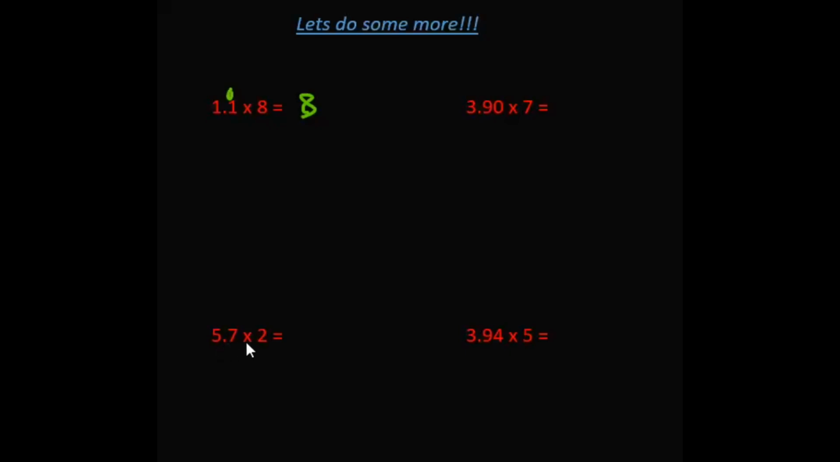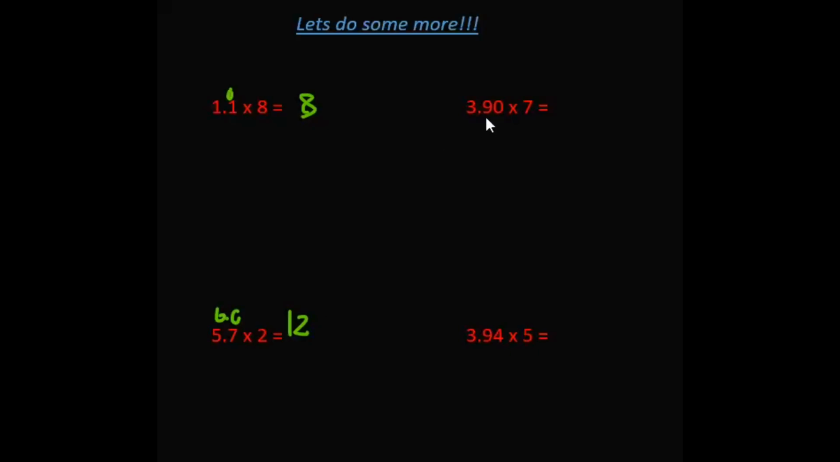Okay, 5.7 times 2. 5 and 7 tenths times 2. Okay, so this 7 rounds up, we know that, and this 7 rounds up to 10. We're not going to put 10, we're just going to add another 1 to the whole numbers and turn this 7 into a 0. Okay, so it basically makes this here 6.0, which is basically 6. And then we do 6 times 2, which is 12. So this equation equals about 12.